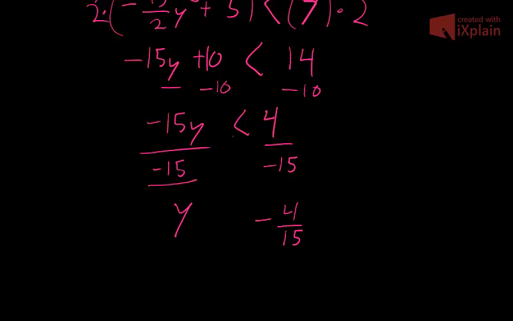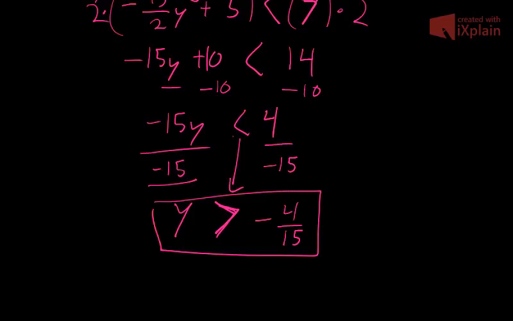But my sign here, because I am dividing by a negative, is going to switch, and I'm going to have y is greater than negative 4/15. And this is going to be my final answer. That's pretty much how all these work, is we do exactly the same thing as we would with a regular multi-step equation, but if we multiply or divide by a negative, we have to make sure that we flip the sign, and when we flip the sign, we should be good to go.